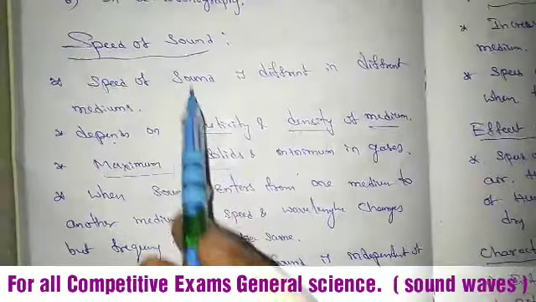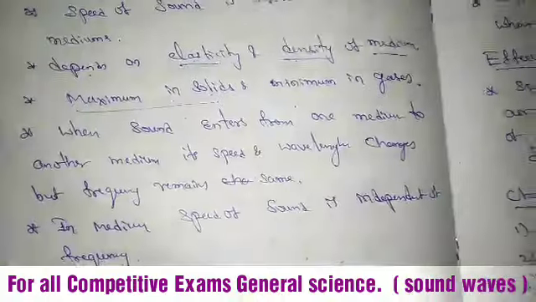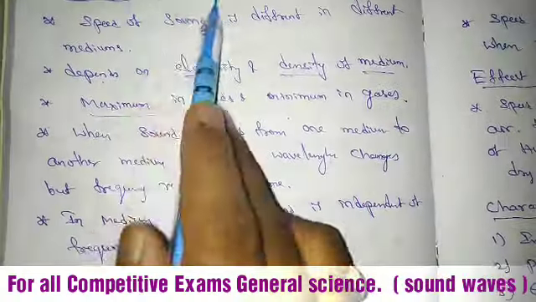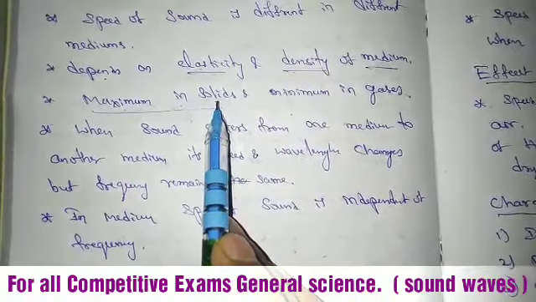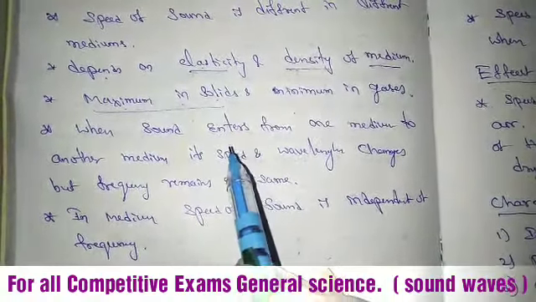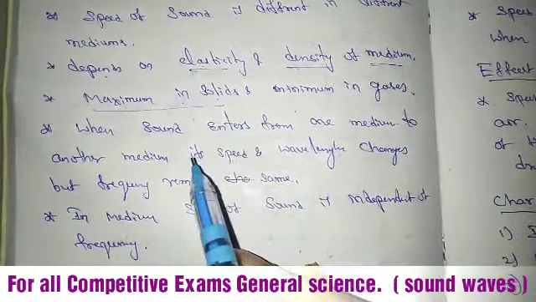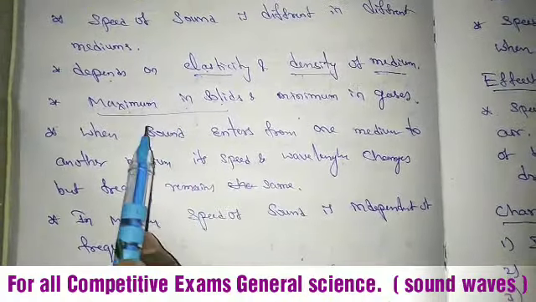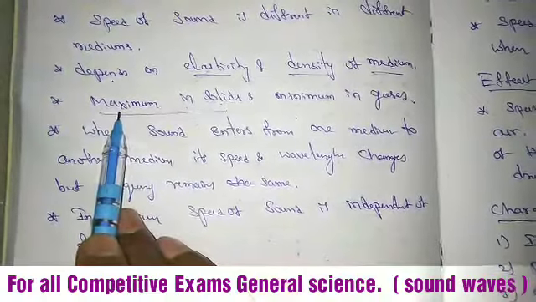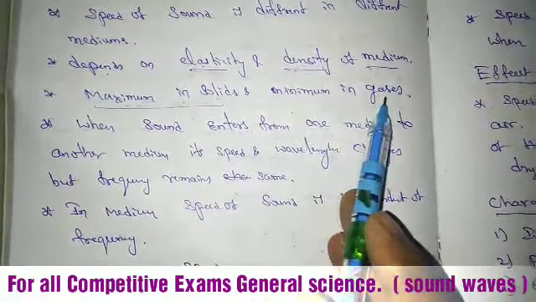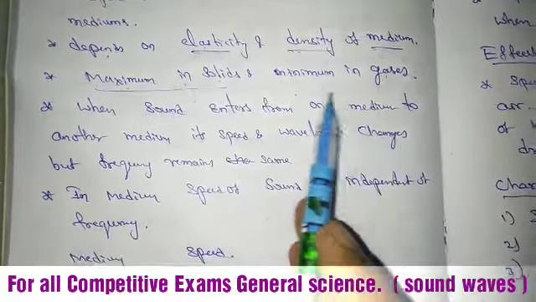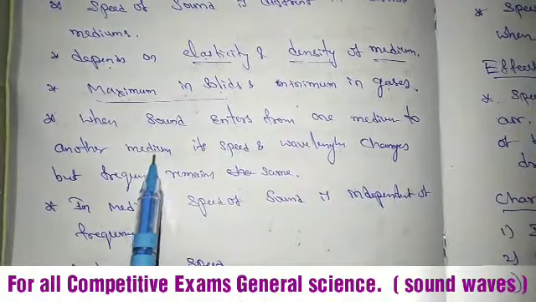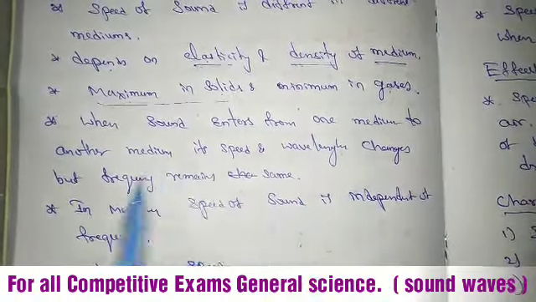The speed of sound is maximum in solids and minimum in gases. If they give you some materials, for example iron, glass, granite, aluminum, and then water and gas, you can easily tell that the speed is maximum in solids and less in liquids and gases. I will discuss this in the next part. When sound enters from one medium to another medium, its speed and wavelength change.